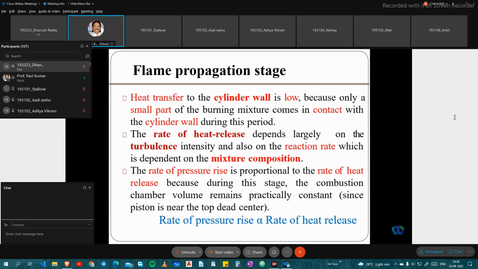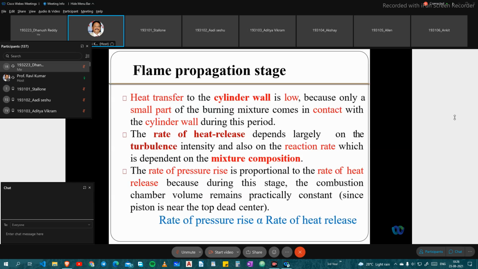And the rate of pressure rise is proportional to the rate of heat release, because during this stage the combustion chamber volume remains practically constant, since the piston is near top dead center. Rate of pressure rise versus rate of heat release, you can also see in the picture. How much the pressure is rising and how much heat is released. Because during this stage, the combustion chamber volume remains practically constant.